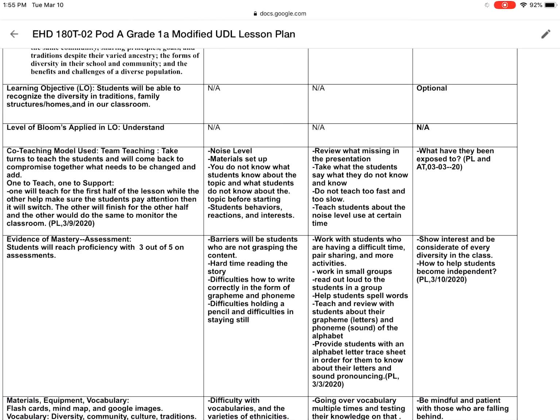Our learning objective is students will be able to recognize the diversity in traditions, family structures, family homes, and the diversity in our classroom. The level of Bloom's that is applied in our learning objective is understand.